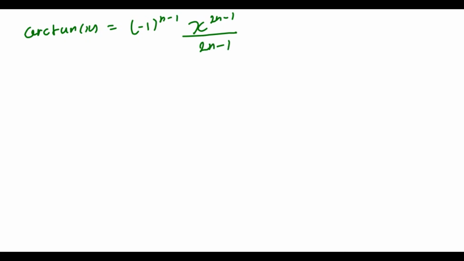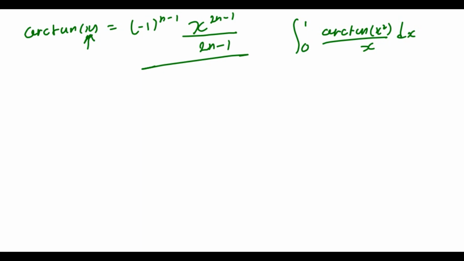So you want to evaluate one of the integrals. Let me use the first one as an example, which is from 0 to 1 of arctan x squared divided by x dx. So the idea here is, if you observe, I have x here.